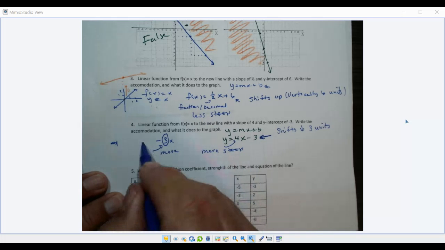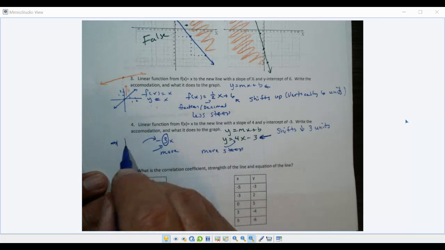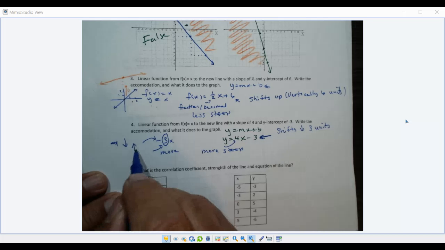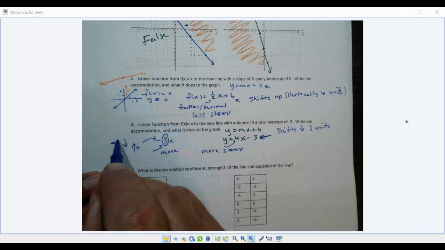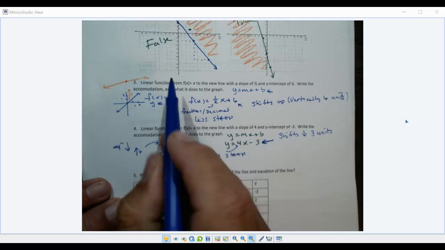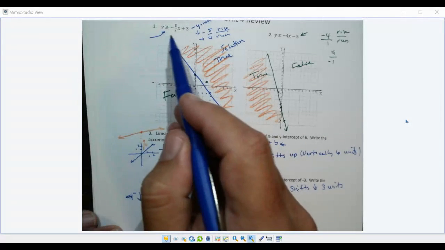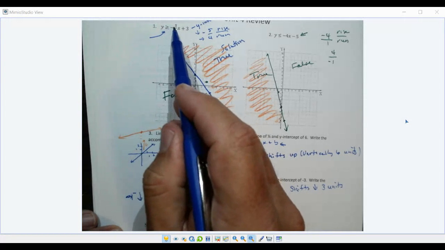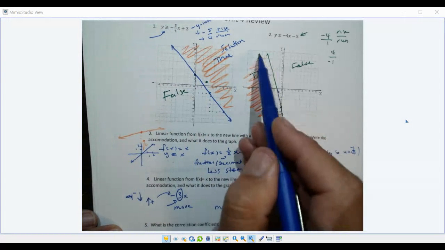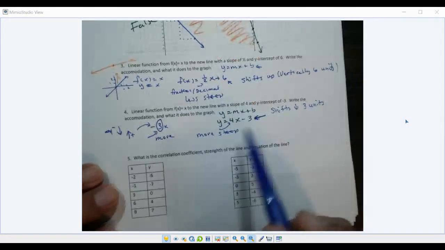The negative tells me which direction, if I'm going down or if I'm going up. Okay, if I'm going up, it's a positive number. If it's down, it's a negative number. And I'm talking about the line. See how this line is going down? That is a negative slope. All right. And if you look right here, the number in front of x is negative. Look at this one. This is -4. So the line is going down.